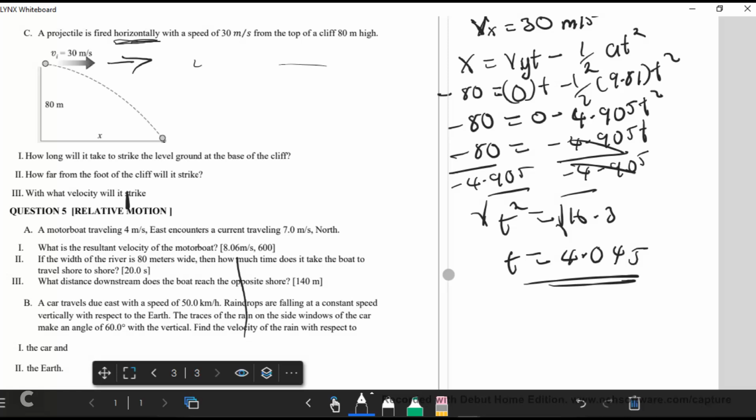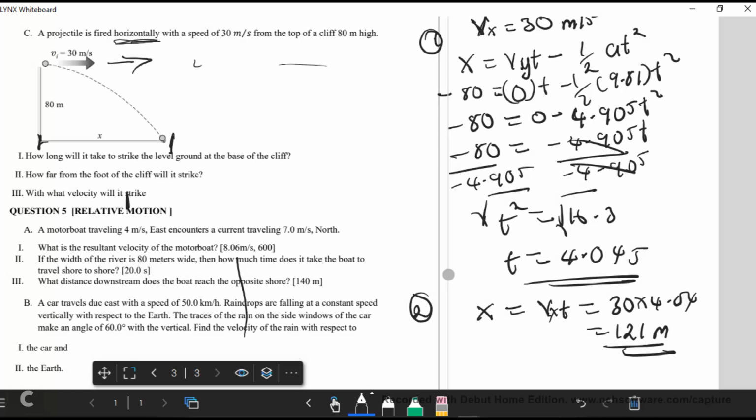They're asking how far from the foot of the cliff it would strike, meaning the displacement from here up to there. What are you supposed to do there? That is 1. Now let's find 2. The displacement from there up to there, what are you supposed to do? That's where you come up with this formula. Remember that you are moving in the x-axis now. It will be 30 times 4.04, so your answer will be 1.1 meters, like that.